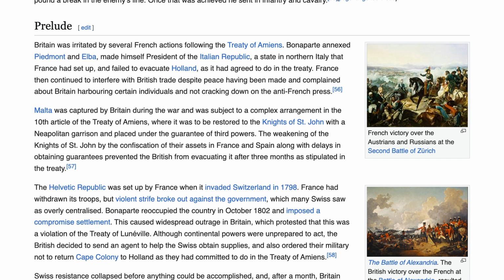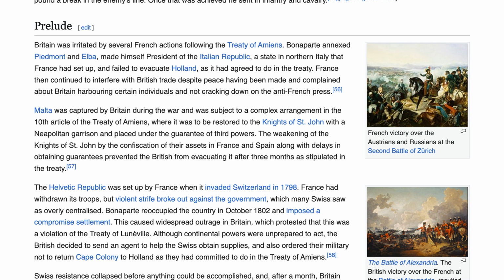Malta was captured by Britain during the war and was subject to a complex arrangement in the 10th article of the Treaty of Amiens, where it was to be restored to the Knights of St. John with a Neapolitan garrison and placed under the guarantee of third powers. The weakening of the Knights of St.